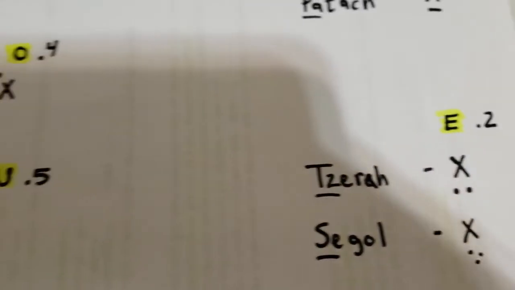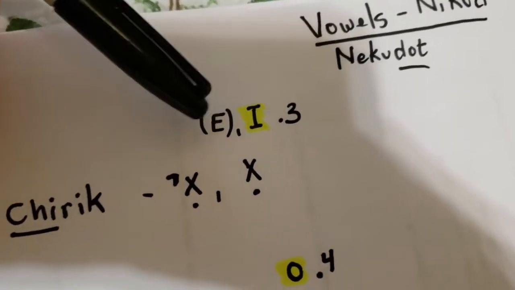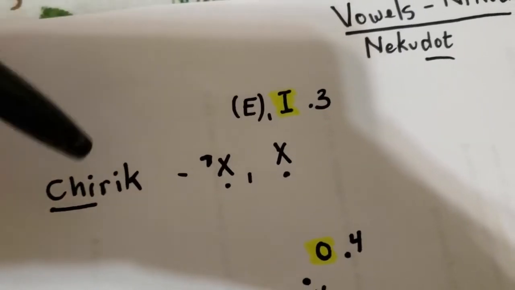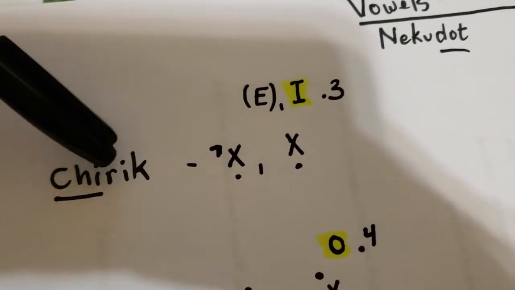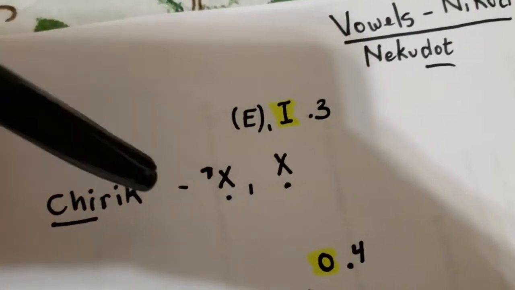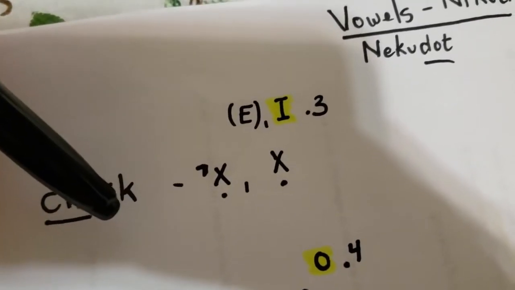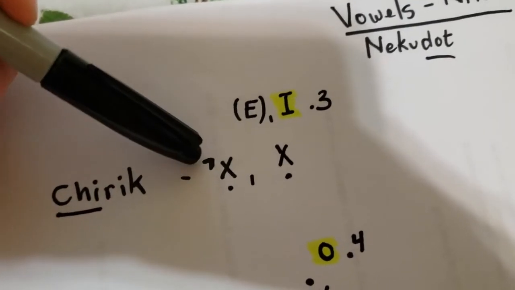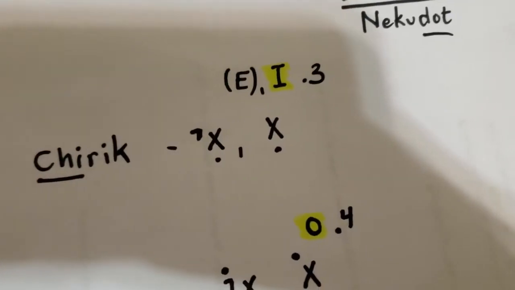Okay, next we have the I, or either E, because the sound that this makes is E. The name of this dot is called chirik, and the sound that it makes is E. So it's either I or E. It's either a letter and then a dot under, or you have another version, and that is to put the letter here, put the dot, and then put the letter Yud after that letter. That's going to make an E sound.